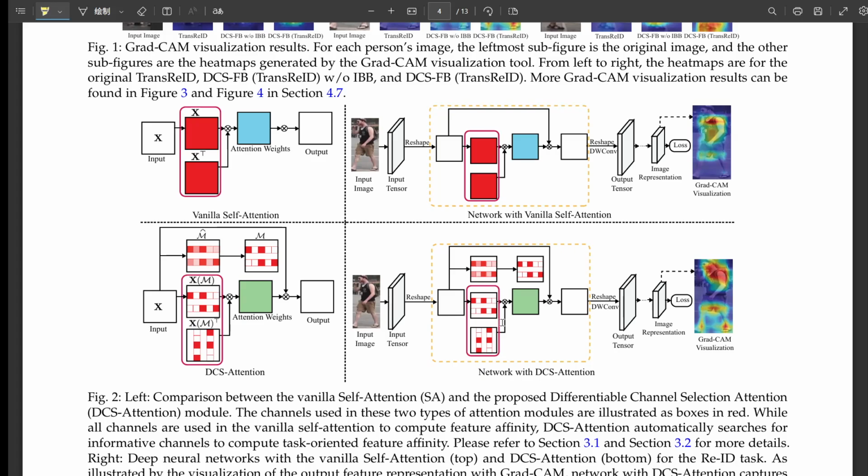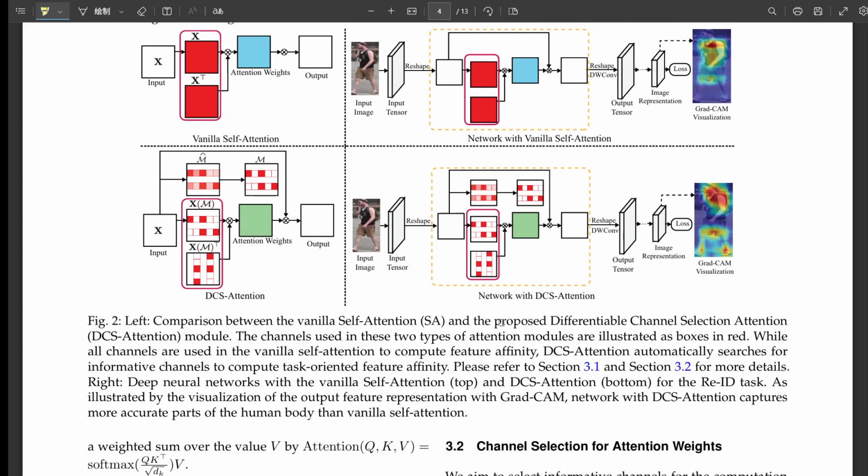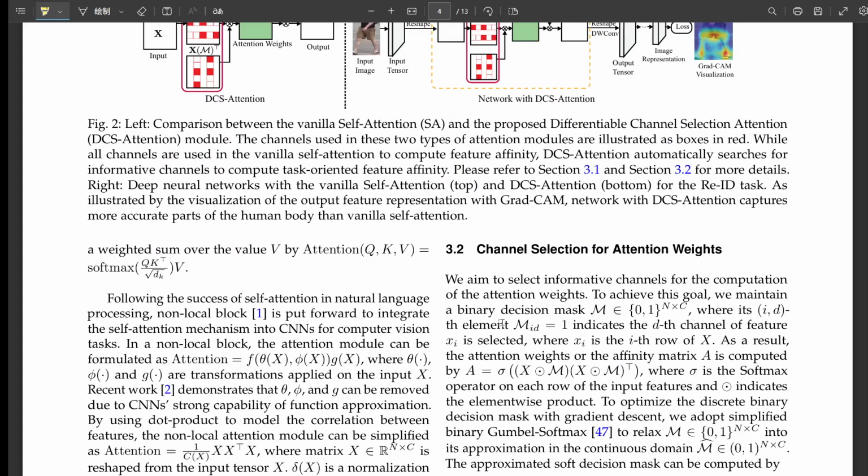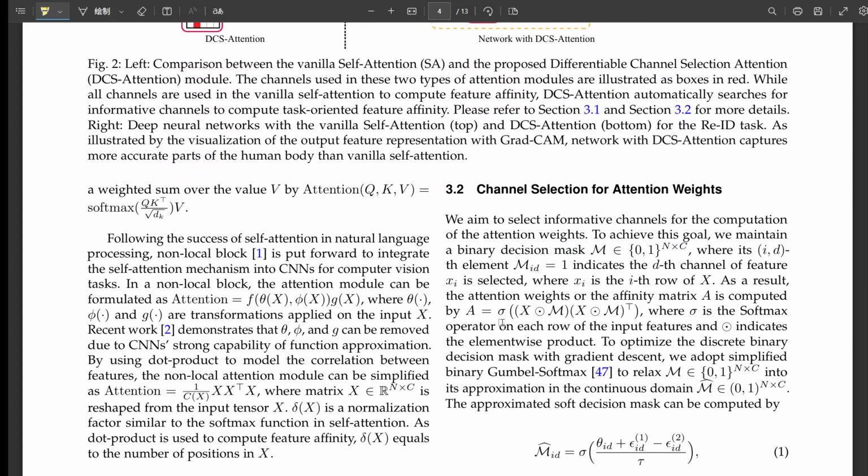Okay, so we have this smart channel selection mechanism, DCS-Attention, guided by the information bottleneck principle. How flexible is it? Can you just plug it into any standard re-ID network? That's one of its strengths, actually. The paper shows it's quite versatile. They demonstrate plugging it into several existing popular network backbones. They call this DCS-FB, for feature backbone. So you can enhance networks people are already using.